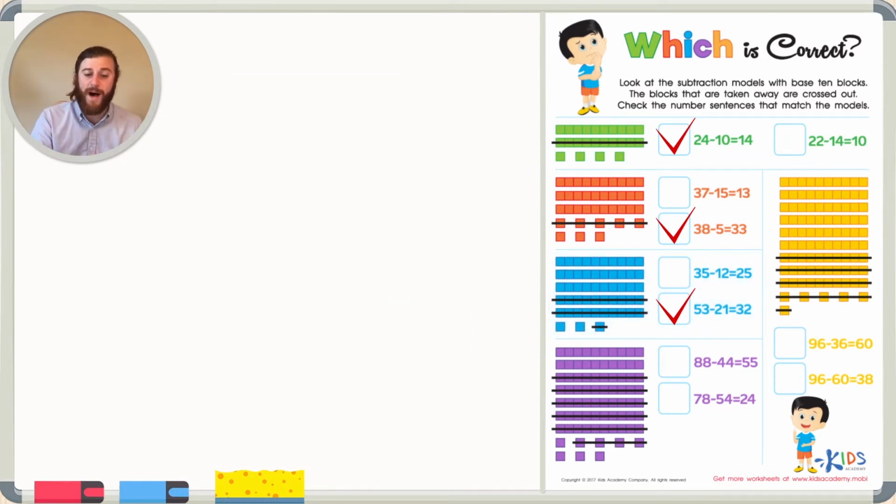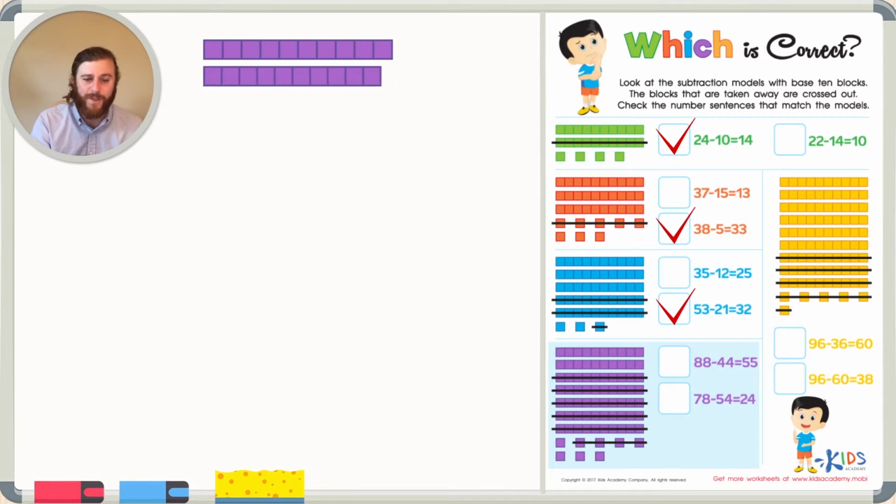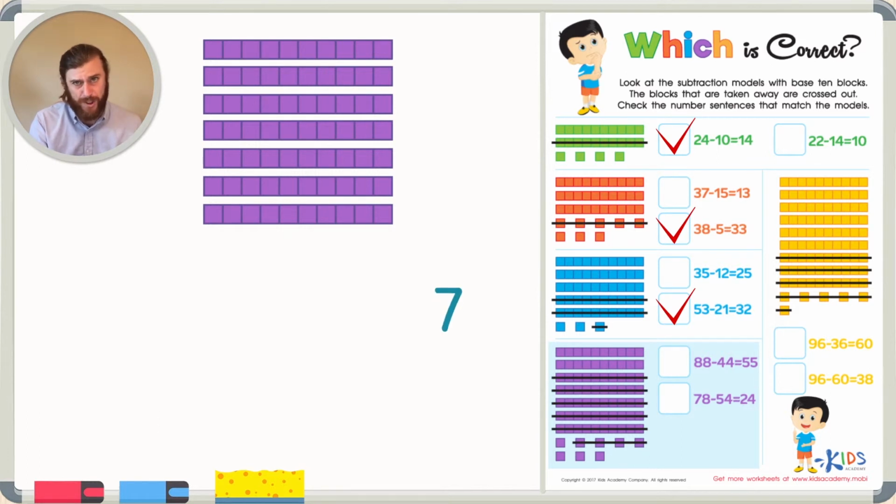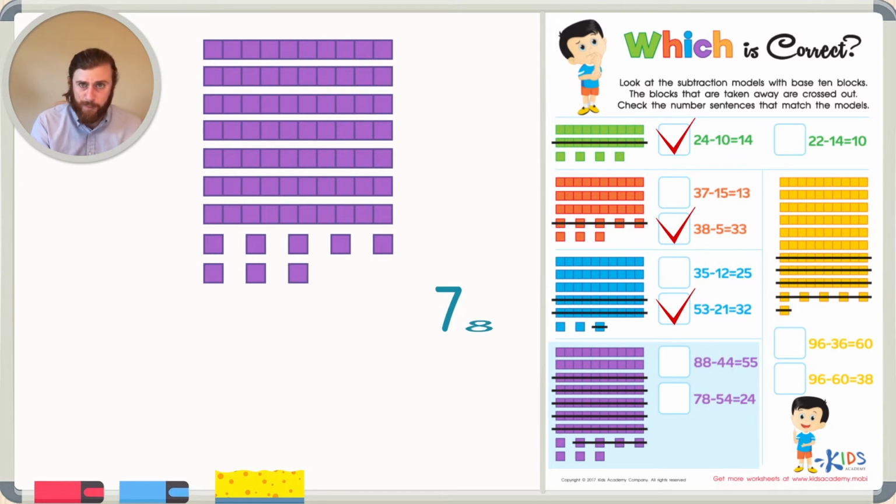The problem on the bottom has purple blocks. Let's count them together. I see that there are 1, 2, 3, 4, 5, 6, 7 longs, or 7 tens, giving us 70, or 7 in the tens place, and 1, 2, 3, 4, 5, 6, 7, 8 cubes, giving us an 8 in the ones place, making our total number of blocks 78.